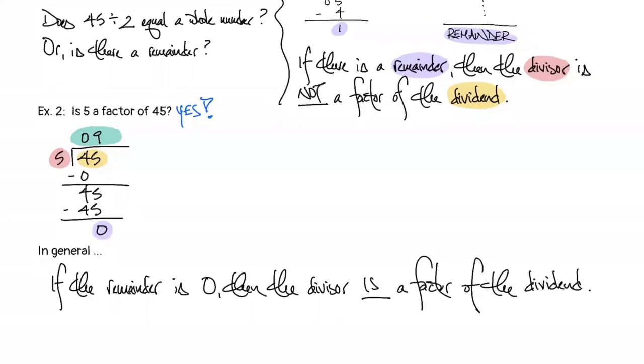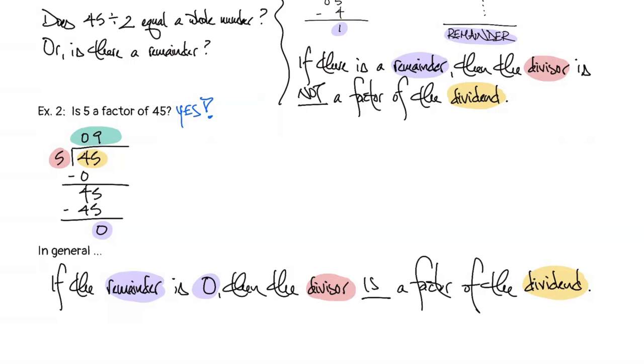Before we said if there's a remainder, then the divisor is not a factor. But now we're saying if that remainder is a very specific number, in fact, if it's 0, then it turns out that the divisor is a factor of that dividend. All right, so that remainder, that thing that we get at the end actually tells us quite a bit of information.